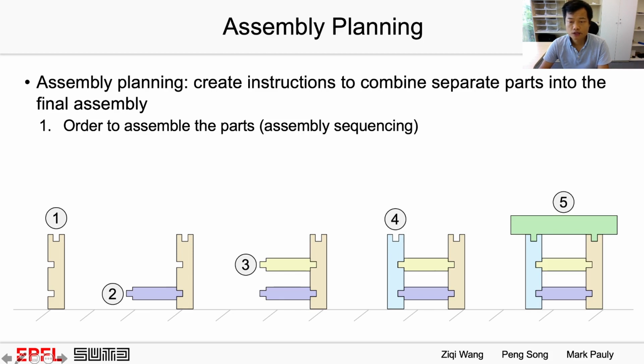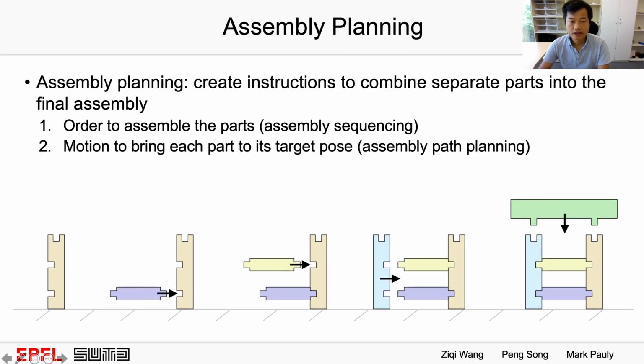First, the order to assemble the parts, also called assembly sequencing. In this example, the order is that we first assemble the orange part, followed by the blue, yellow, cyan, and the green one. Second, motion to bring each part to its target pose, also called assembly path planning. In this example, for the blue, yellow, and cyan parts, we simply translate them from left to right. And for the green part, we translate it downward.